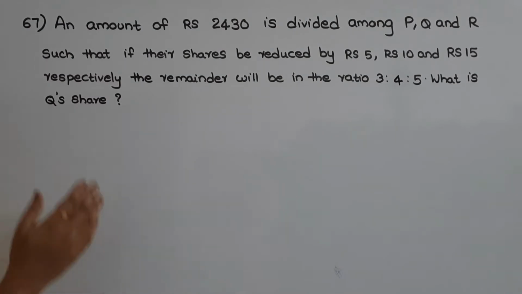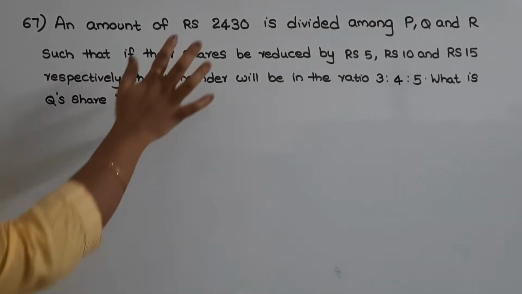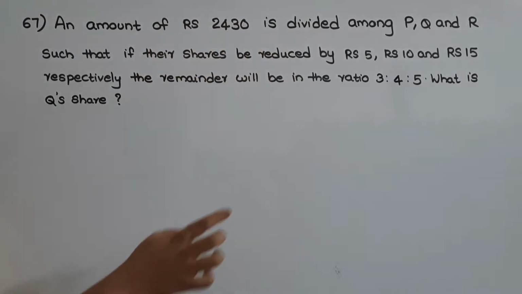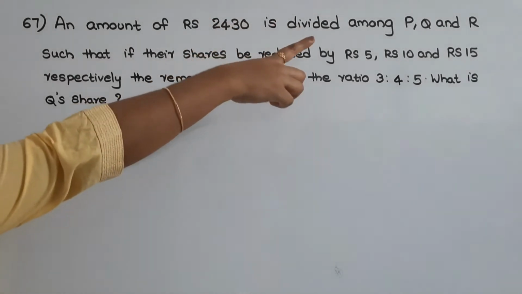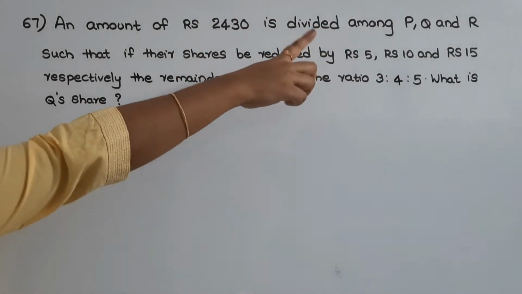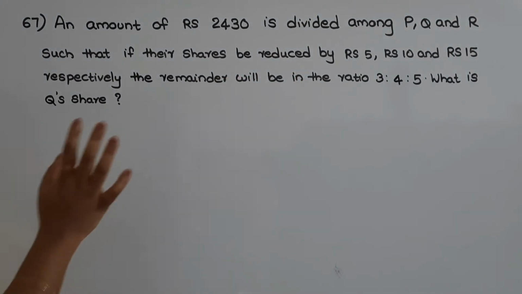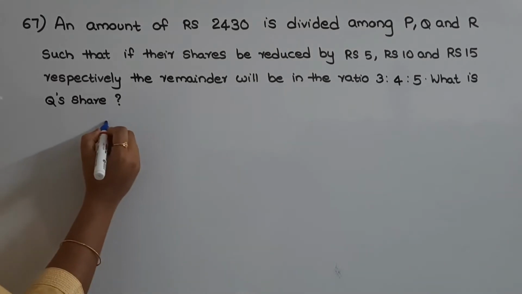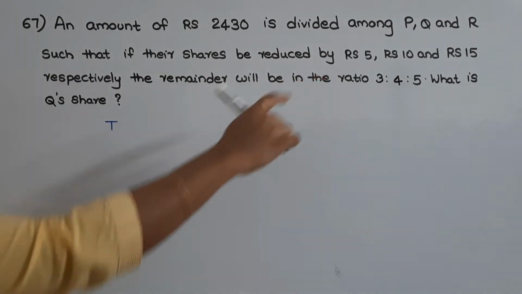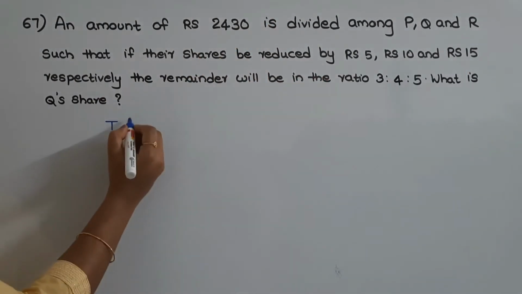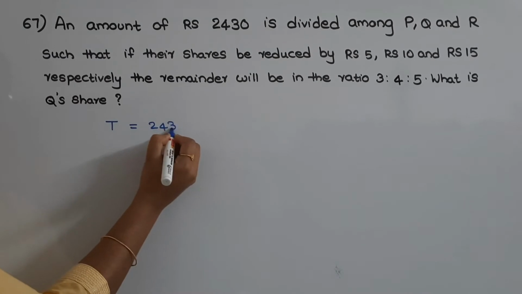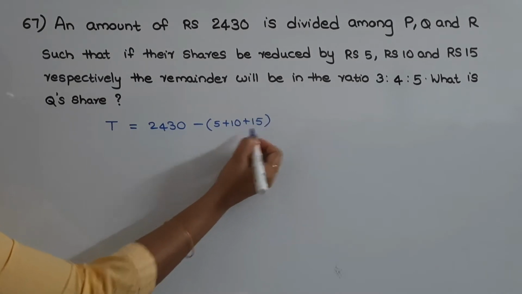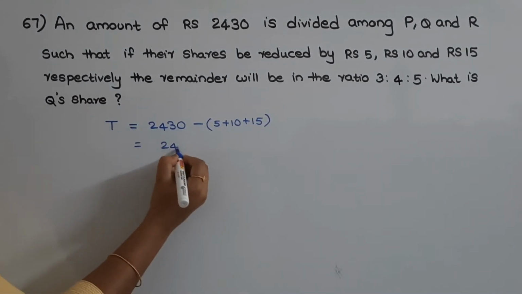In this question, the total amount divided among P, Q and R is given as rupees 2430. Then they have given the ratio of their shares when rupees 5 is reduced from P's share, rupees 10 from Q's share and rupees 15 from R's share. We need to find Q's share originally. Let us first find the total amount after these values are reduced. That will be 2430 minus (5 plus 10 plus 15), which is equal to rupees 2400.